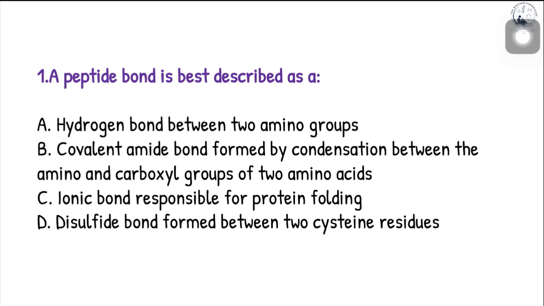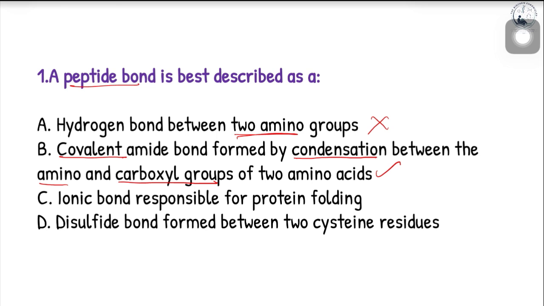So the first question is, the peptide bond is best described as, is it a hydrogen bond between two amino groups? No, right? So what is it between? A carboxyl group and an amino group. So it is a covalent amide bond formed by condensation between an amino and a carboxyl group. This is what we saw, right? A condensation between an amino and a carboxyl group.